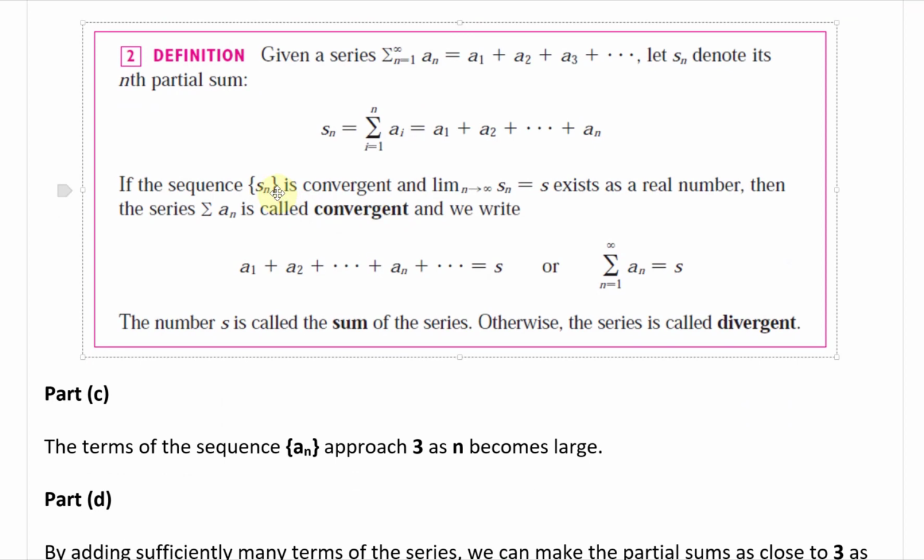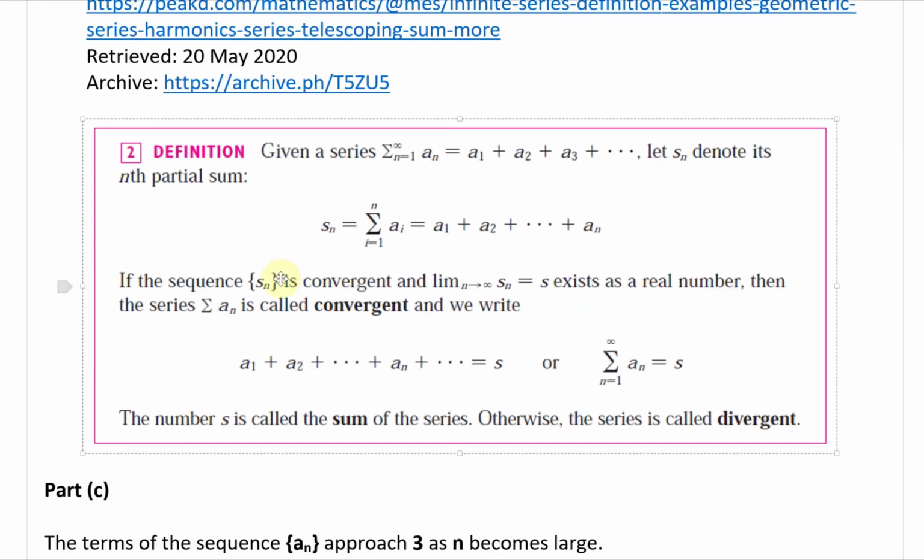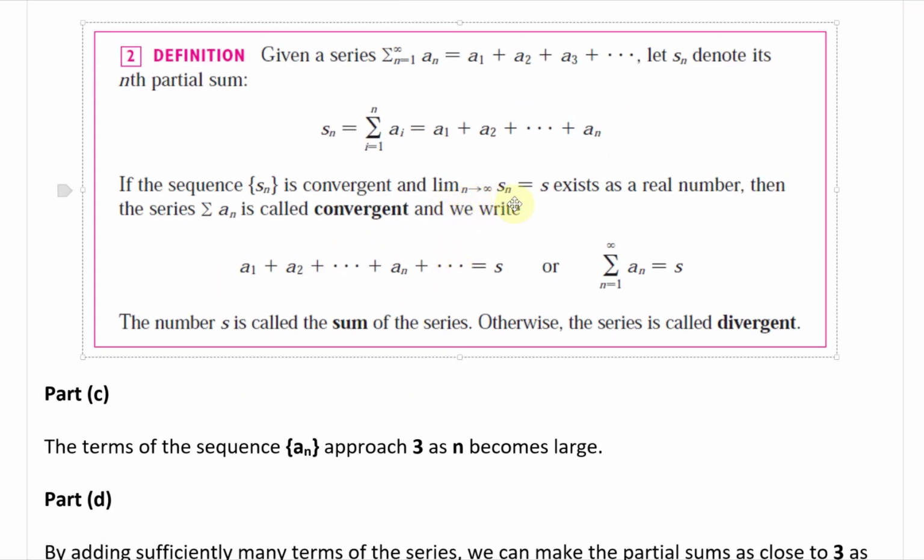If the sequence Sn, the sequence of the partial sums, is convergent, and the limit as n approaches infinity of Sn equals s exists as a real number, so basically instead of doing the limit of the sequence of just the numbers, now you're looking at the limit of the sequence of the partial sums of these numbers. In other words, the limit exists. Then the series, the summation of an, is called convergent, and we write a1 plus a2 plus etc. all the way to a infinity equals s. So it has a limit. Or the summation from n equals 1 to infinity of an equals s.